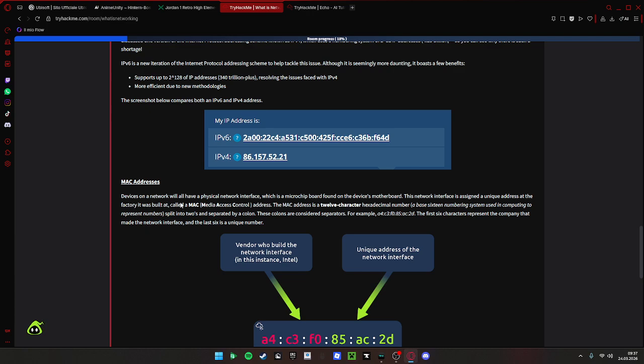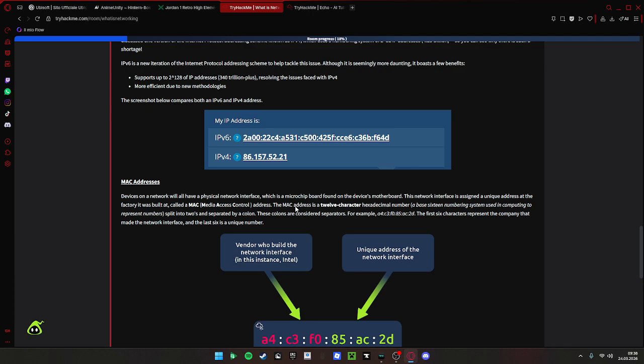Devices on the network will all have a physical network interface, which is the microchip board found on the device's motherboard. Its network interface is assigned a unique address at the factory. It is called the MAC, Media Access Control address.